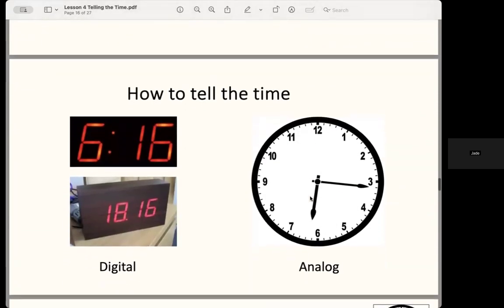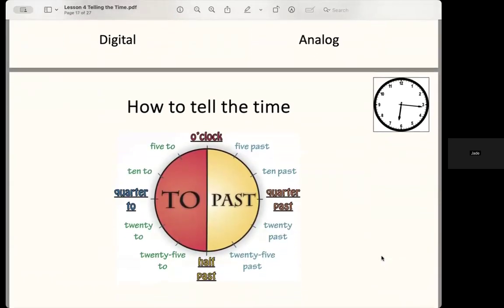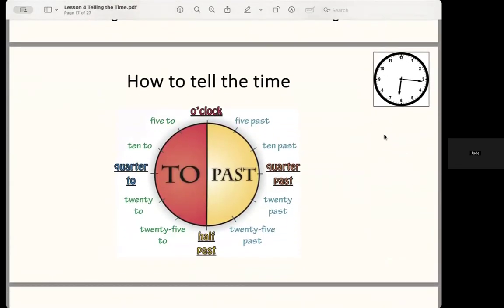So, how to tell the time? Time can be expressed either digitally or as an analog. And we tend to use different ways of expressing the time when we use digital devices versus the old analog, the original way of doing it. So if we look at the analog way first, then the position on the clock face gives you your information.